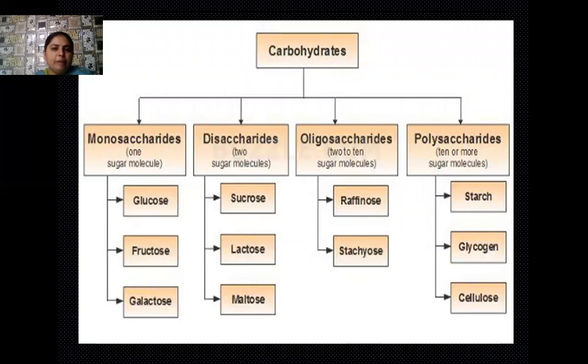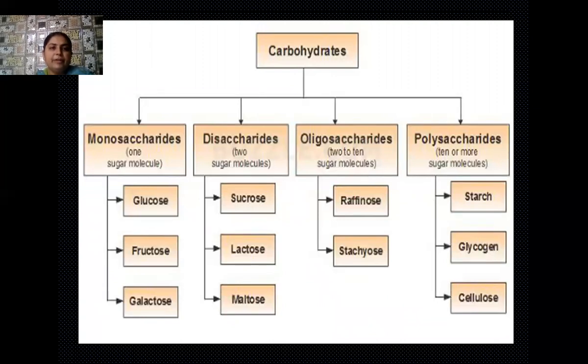Yes, a flow chart of carbohydrates and their classification is now visible to you. We have classified the carbohydrates into four major categories: monosaccharides, disaccharides, oligosaccharides, and polysaccharides. Students, monosaccharides are those carbohydrates which are made up of one single molecule of sugar. Here we have three examples: glucose, fructose, and galactose.